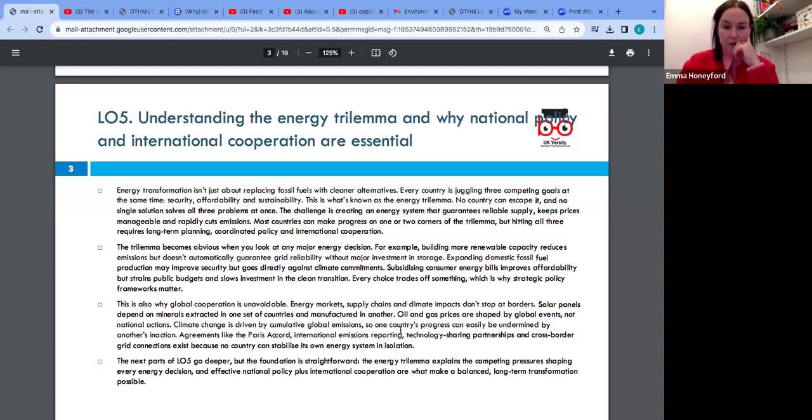So the energy trilemma explains the competing pressures shaping every energy decision, and effective national policy plus international cooperation are what make a balanced long-term transformation possible.